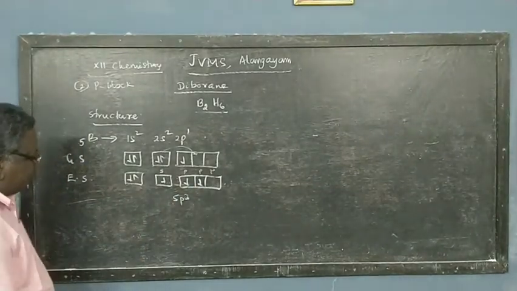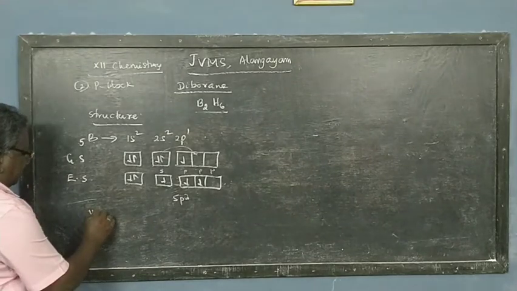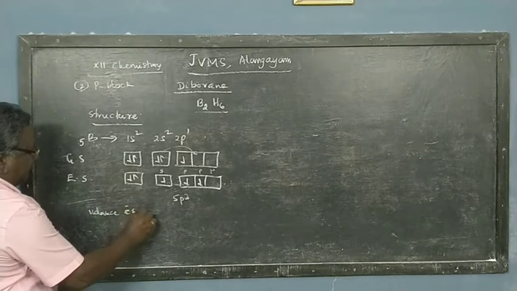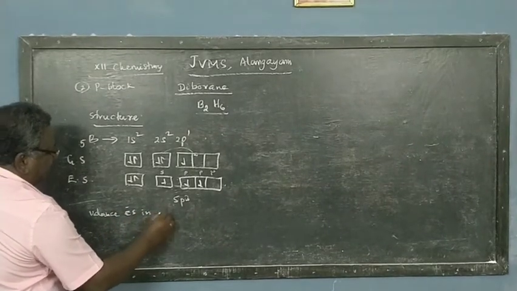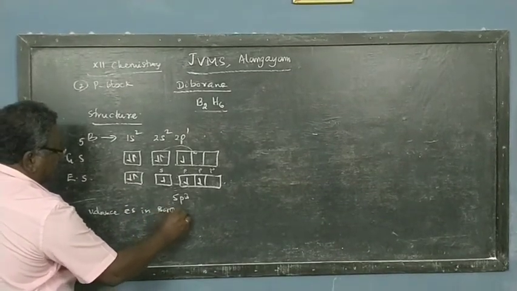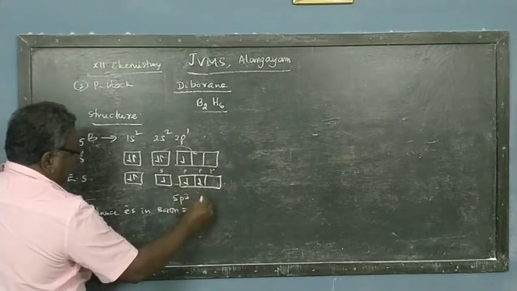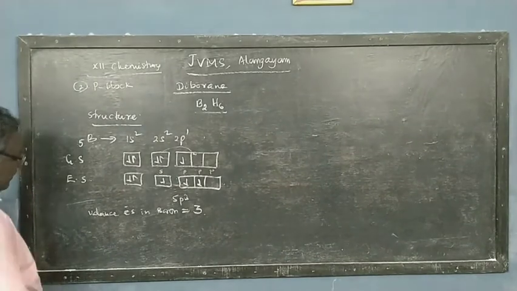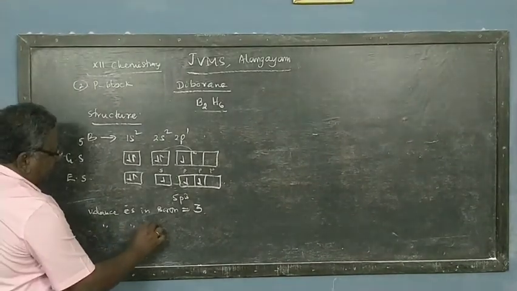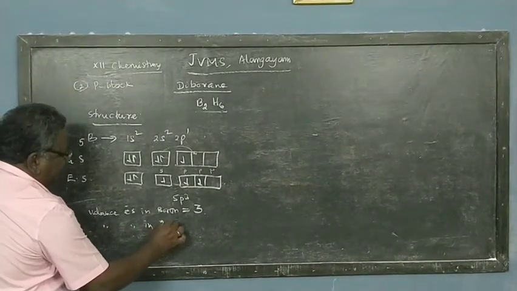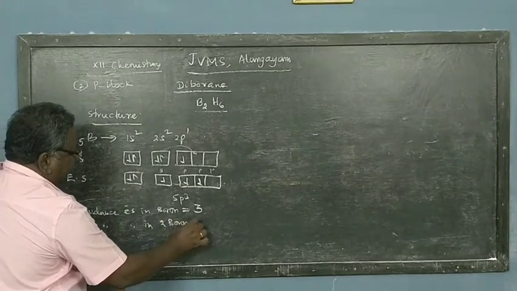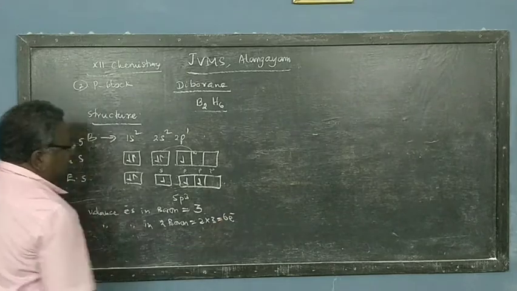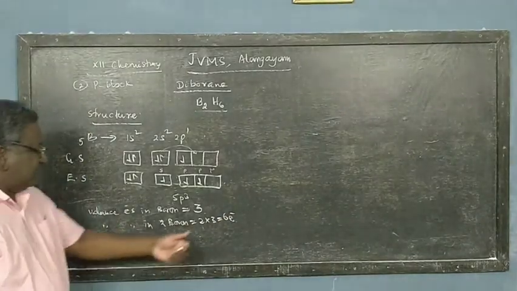So overall, the valency electrons in boron are 1, 2, 3. That is the outermost electrons. Therefore, the valency electrons in 2 boron atoms will be 2 into 3, 6 electrons. So boron has 6 electrons.